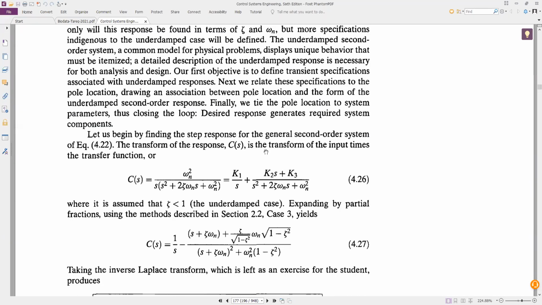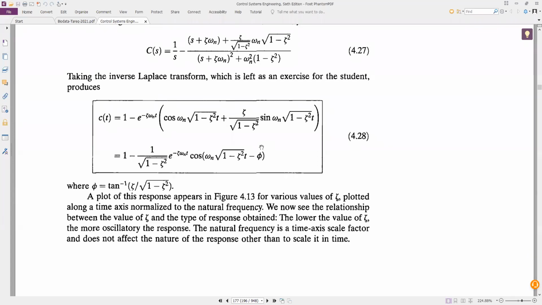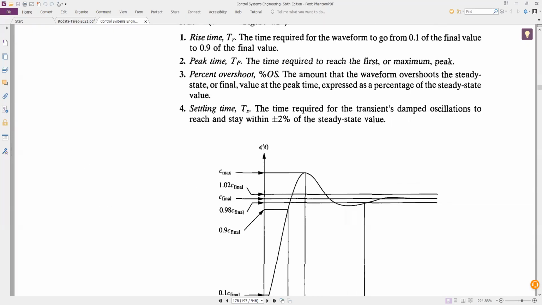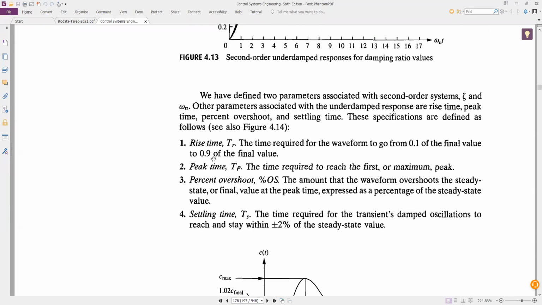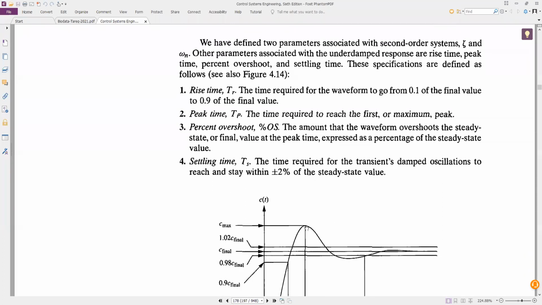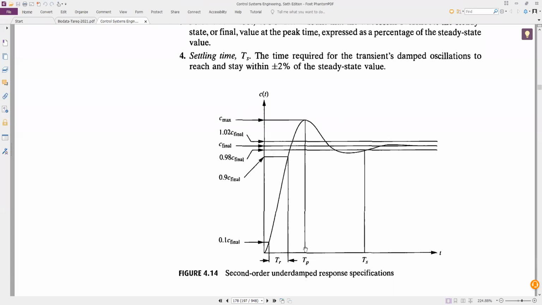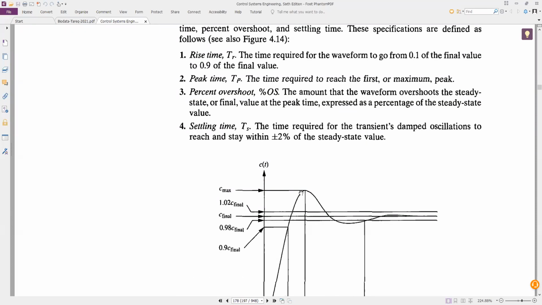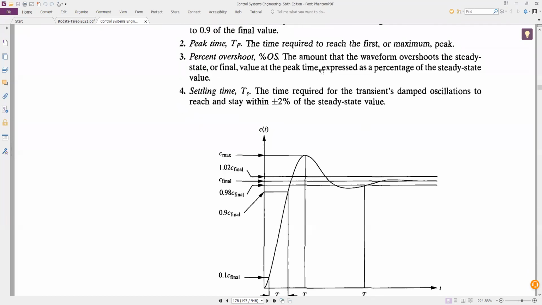See here, another topic: the underdamped second order system. In the underdamped second order system, here are a few things like rise time TR and peak time TP. This is the peak time. Whenever it goes to the maximum, that is called the peak time. Percentage overshoot means the amount that the waveform overshoots the steady state or final value.